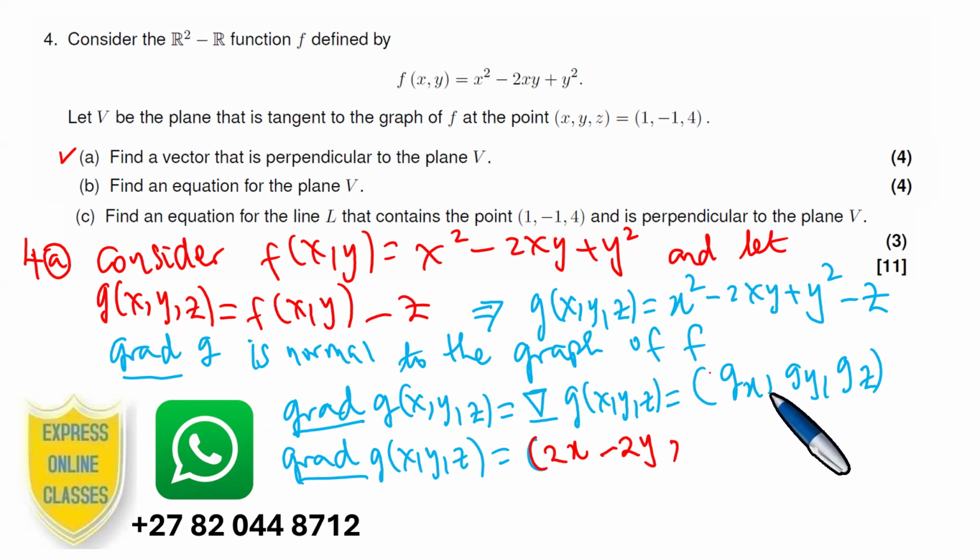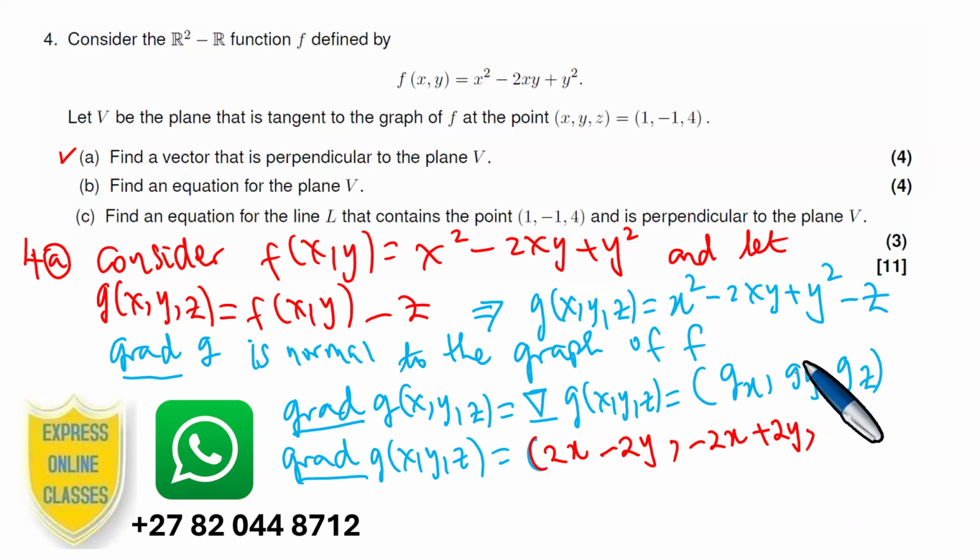The partial derivative of the function g with respect to the variable y: the derivative of x squared with respect to y is zero. The derivative of minus 2xy with respect to y is negative 2x. And the derivative of y squared with respect to y is 2y.